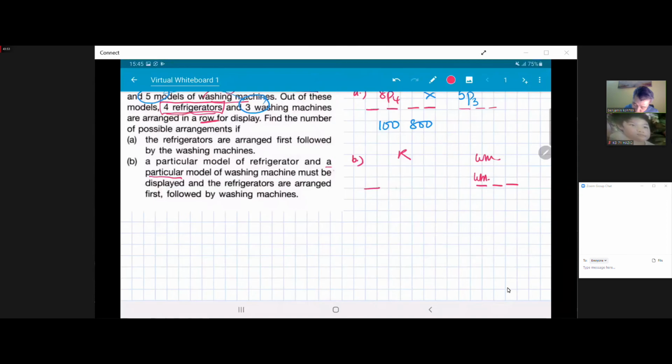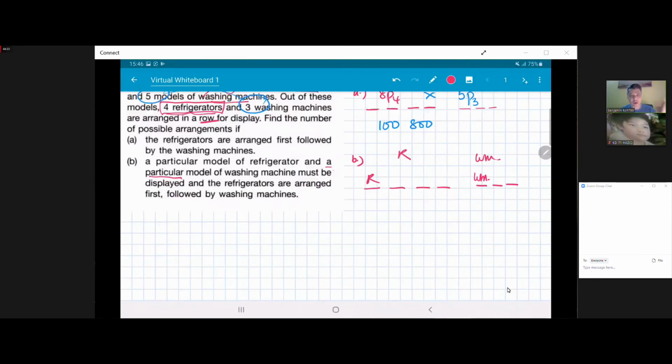So 1, 2, 3, 4. Okay, so you have got, yes, Tilagan, you're right. Okay, you've got 8 brands of washing machine. One brand must be there. Okay, a particular model must be displayed. So I just label it R. Okay, that model must be there. So which means now we have to worry about the other 7. The other 7 I can arrange into 3 empty spaces, correct? Okay, I've got 7 models.